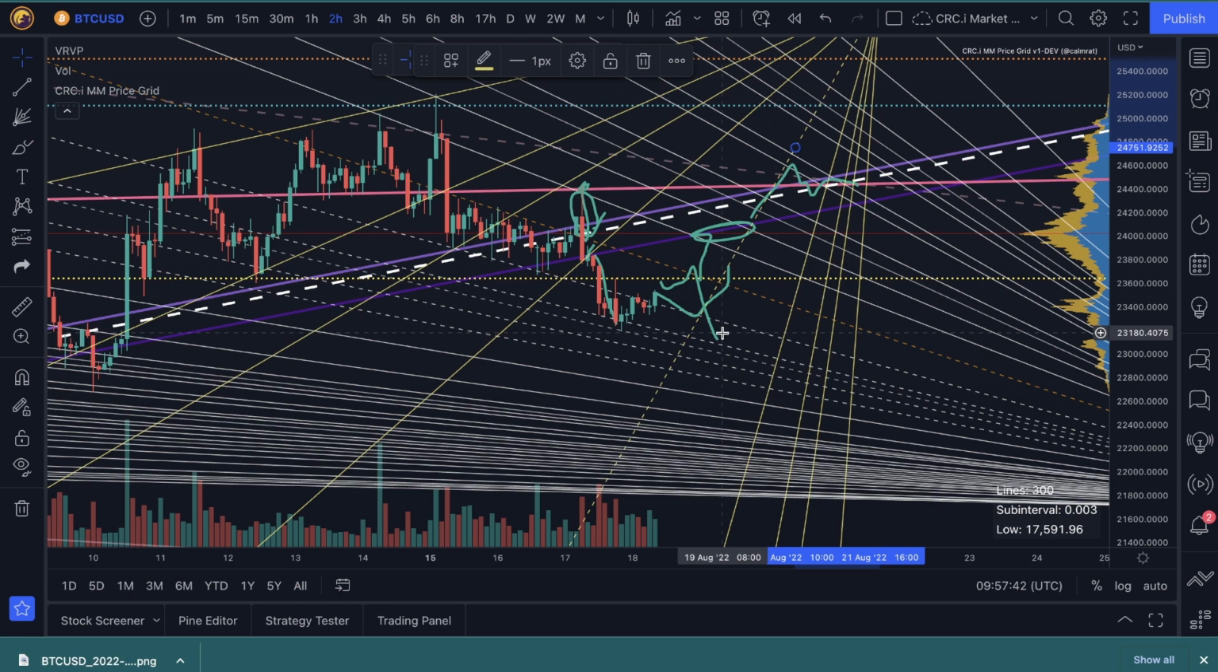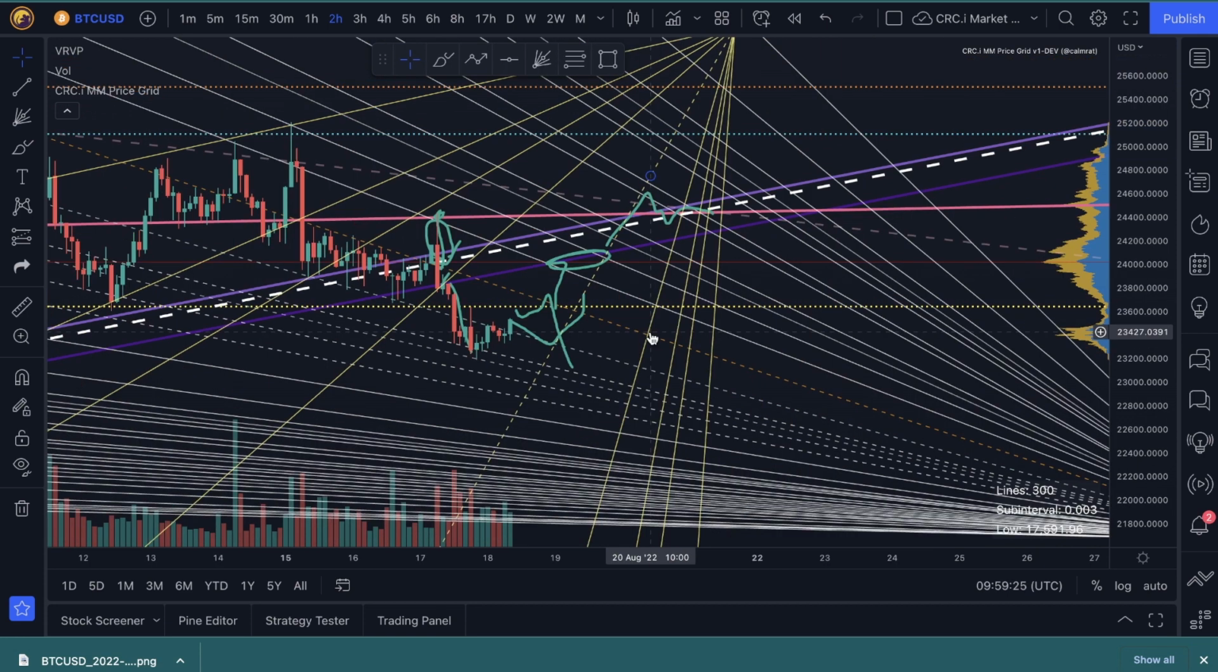Descending triangles do tend to exit in the opposite direction. So I expect today to be pumpy, even though it looks, as of right now, to be dumpy. So get your trades in.